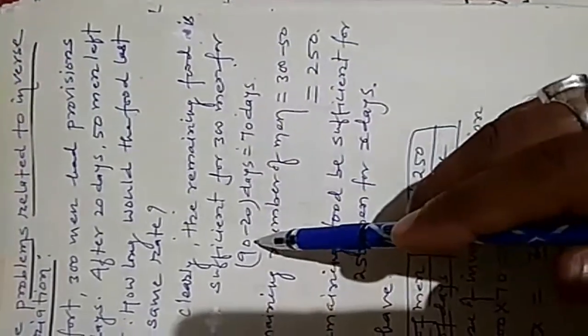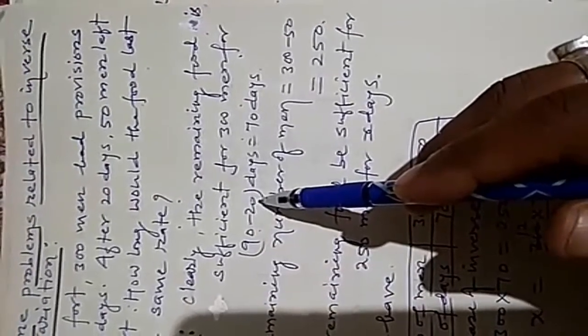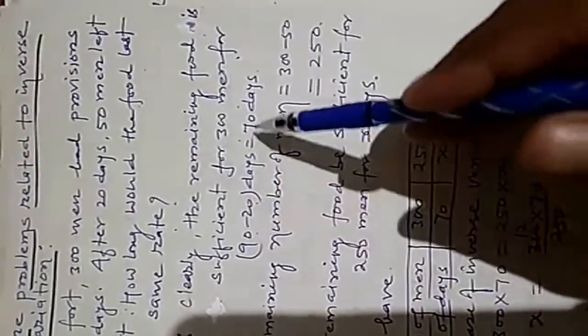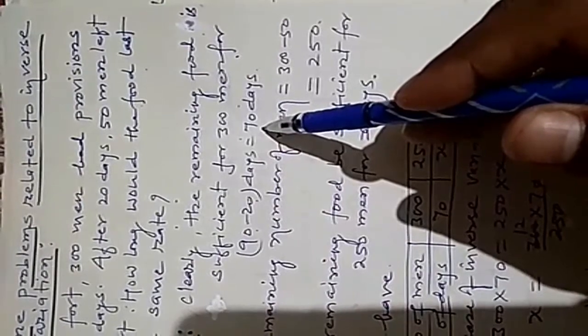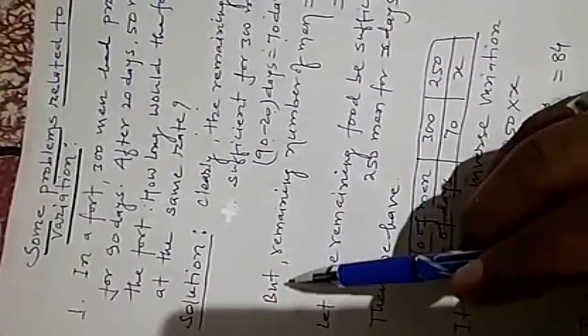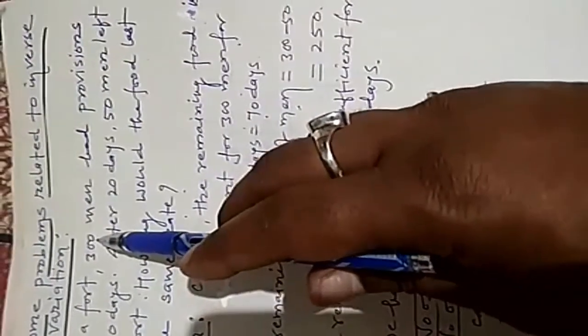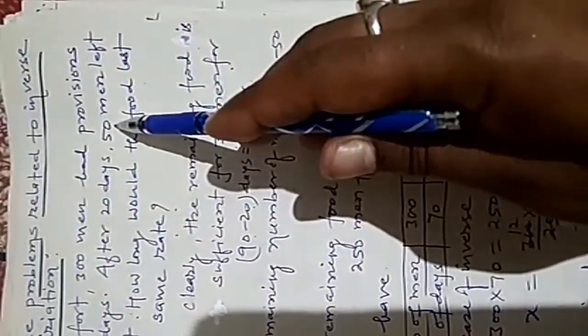Clearly, the remaining food is sufficient for 300 men for 90 minus 20, 90 minus 20 is equal 70 days. But the remaining number of men is equal 300 minus 50, is equal 250.